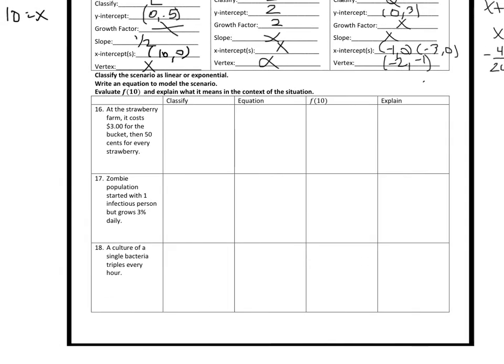Let's start with 16. At the strawberry farm, it costs $3 to start, so there's our y-intercept or our initial value, and then 50 cents for every strawberry. So it's not taking a percent. It's going up by 50 cents every single time. That is constant, so it's got to be linear.